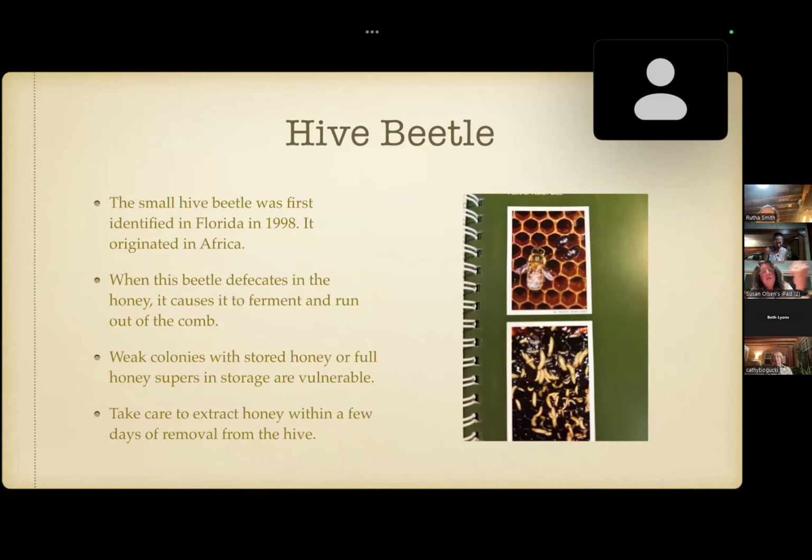Hive beetles. That's the other pest I want you to be familiar with. You're going to go out, start working your hives, pull your lid off, and you're going to see these little black beetles running around. Hive beetles were first identified in Florida here in the United States in 1998. They came out of Africa. They're not a big deal. Bees can control them. Phyllis is down in Florida. Here we see some. Down in Florida, they're everywhere in that hive. But bees have a way of taking care of them and corralling them.